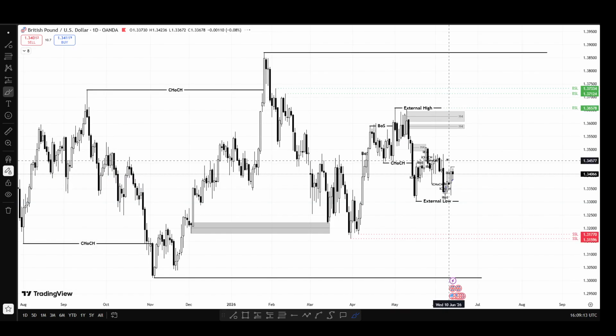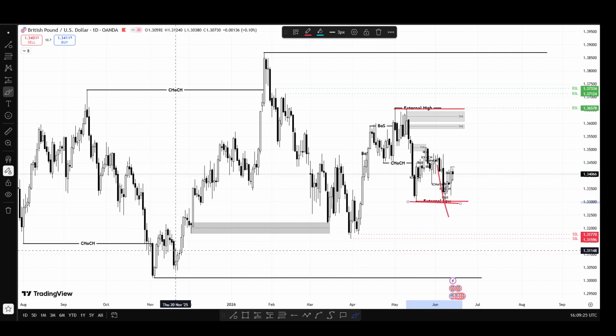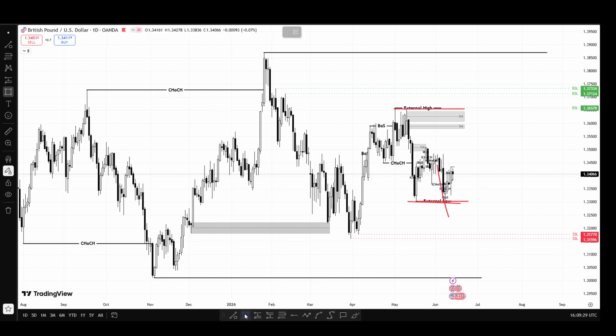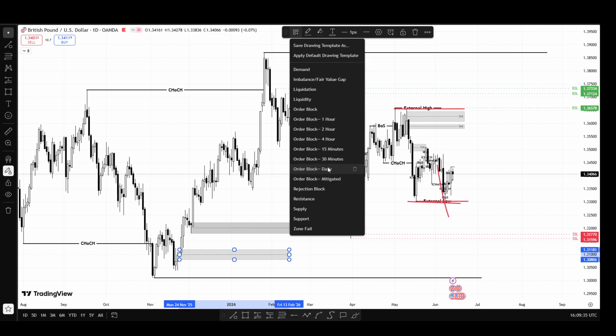So after that change of character internally to the downside, we had this as our strong internal high and then internal low, sorry, weak. So we'll be looking to break this low. Okay, we have this other block here as an unmitigated other block there. Okay, on the daily time frame. So this other block here is our daily unmitigated other block.